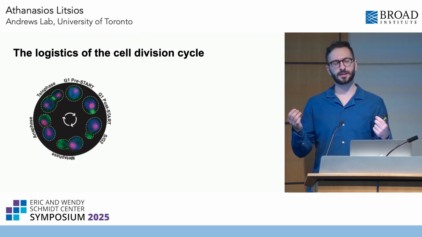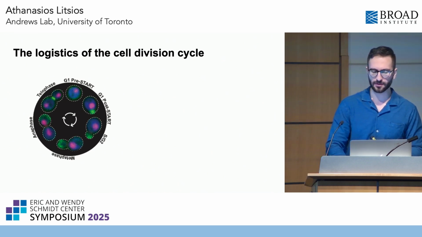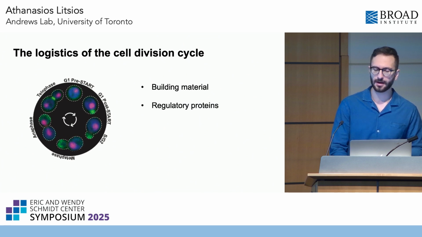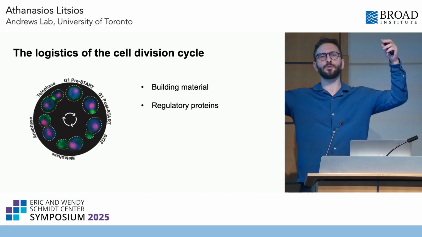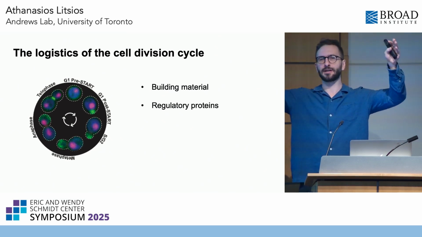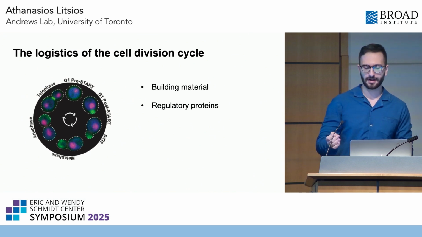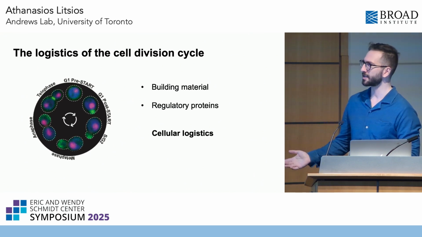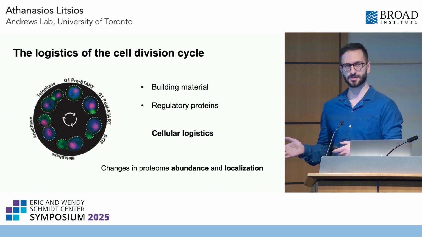So you can imagine that building a new cell is quite a challenging task for a cell. So this process entails the production, the synthesis of a lot of new protein. And these newly synthesized proteins can be used, for example, as building material for the new cell, and also for regulatory purposes. And these proteins not only need to be synthesized, but also need to be distributed at different parts of the cell at the right time of the cell cycle. So the process of the cell division cycle involves quite a bit of what I like to describe as cellular logistics, which is nothing else than changes in proteome abundance and localization.